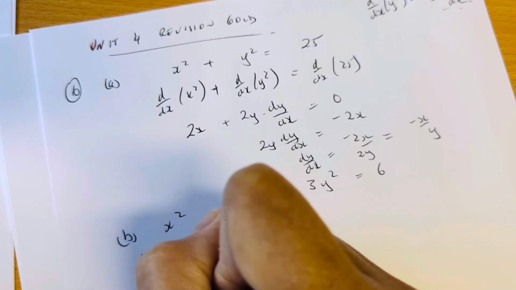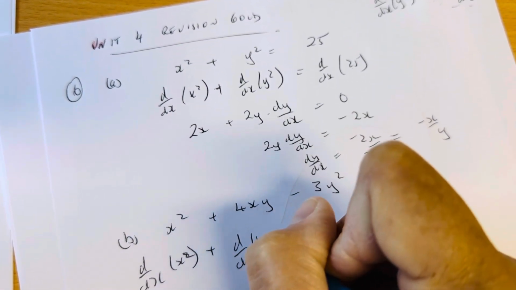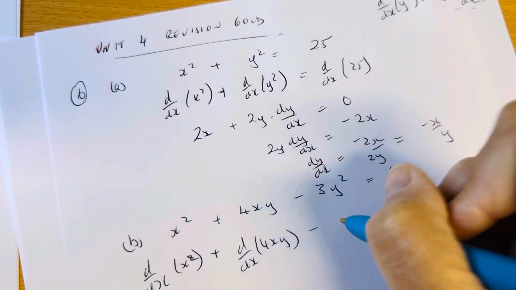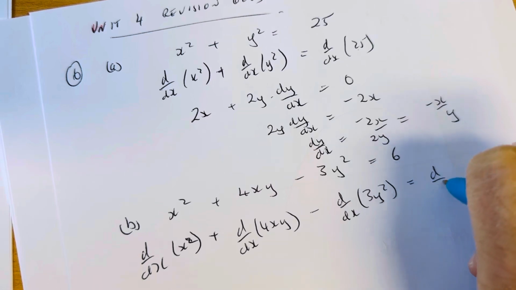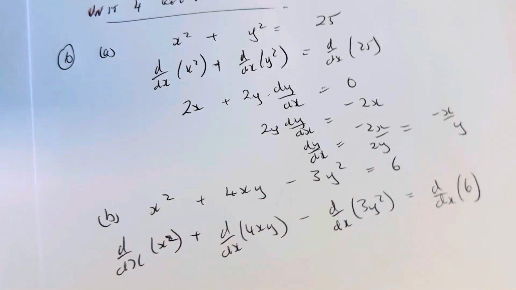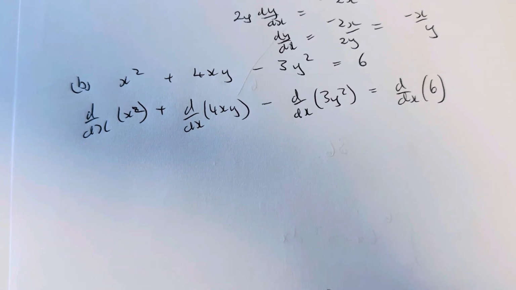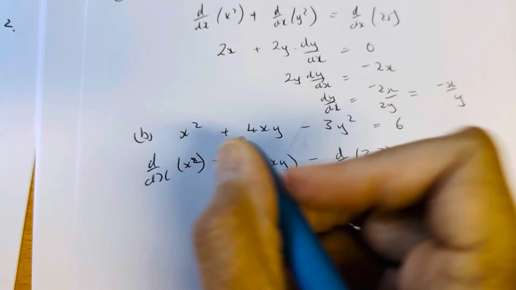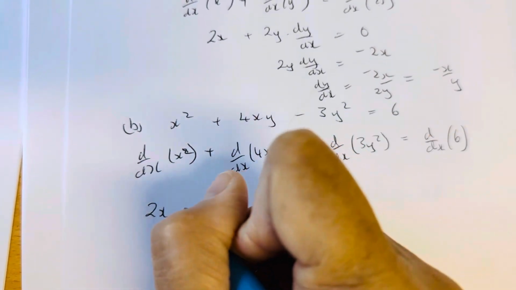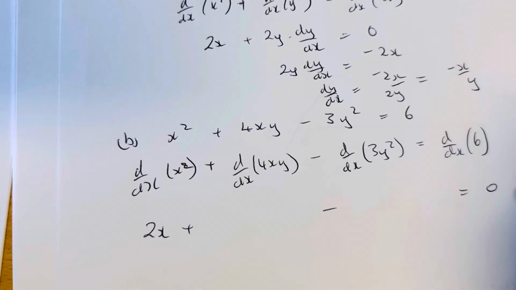d/dx of x squared, d/dx of 4xy, d/dx of 3y squared, d/dx of 6. Okay, so we're deriving everything with respect to x. I would start by doing that as my first line. Do the easy one, that's 2x. We know that's 0 because it's a constant.